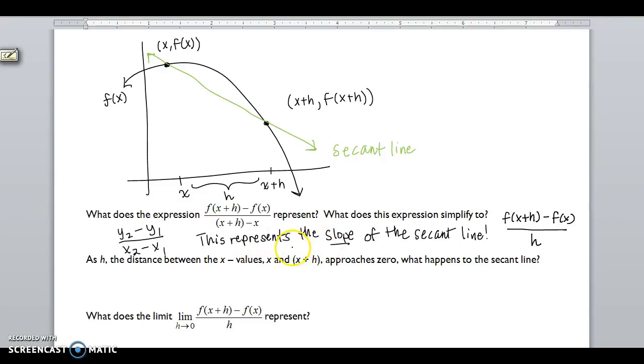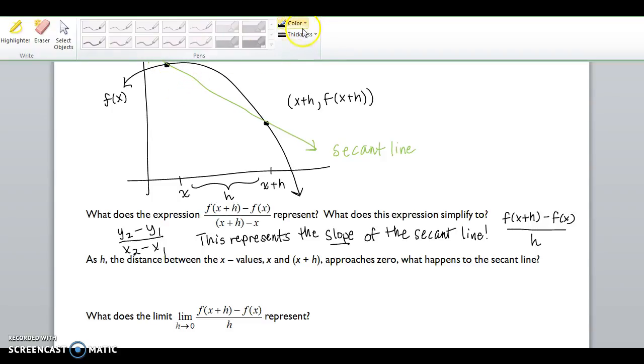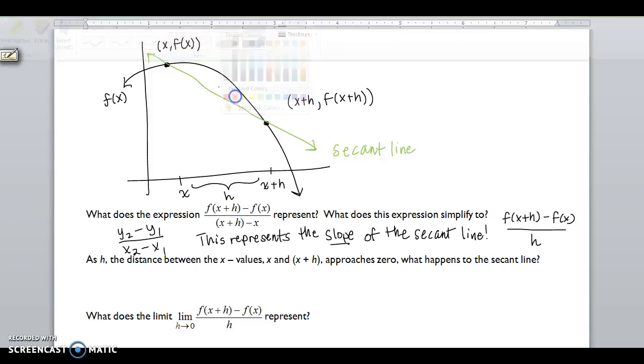So if h approaches 0, what's going to happen? Think about this point moving closer and closer to our original point x, f of x. If these points are really, really close to each other, we're basically just going to have a line at the top of the graph that only goes through one of the points. I'm going to try to draw this here. Just pretend it goes through that point. This is going to be the tangent line.